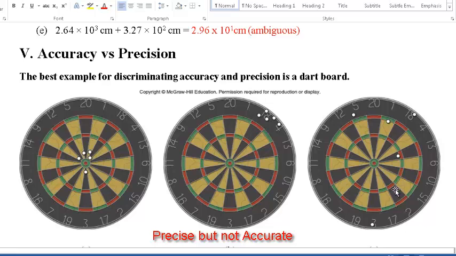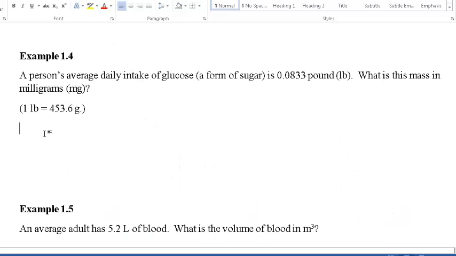And what about this third one? Okay, neither accurate, neither precise. I want to close chapter 1 with some dimensional analysis problems. Relationships, relationships, and relationships. That's going to be the key.